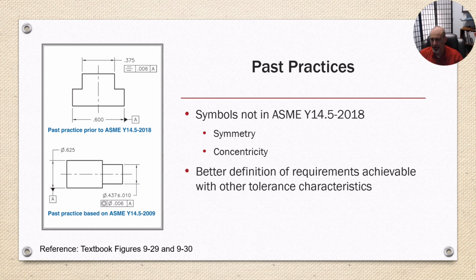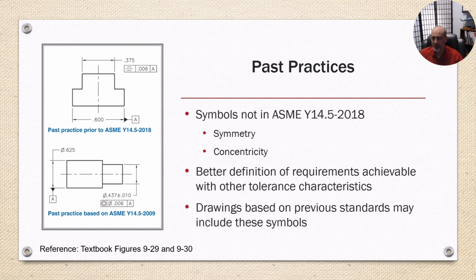It's a better definition of requirements, achievable without other tolerance characteristics. So that's what they determined. These became redundant symbols. You still see them on old drawings though. Drawings based on previous standards may include these symbols, and if they call out that previous standard, that's what you have to hold the drawing to, interpreting it to that version.